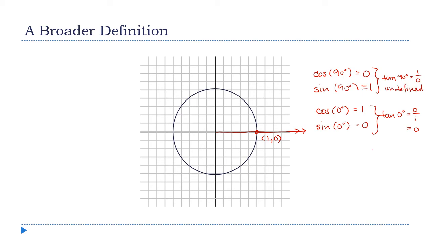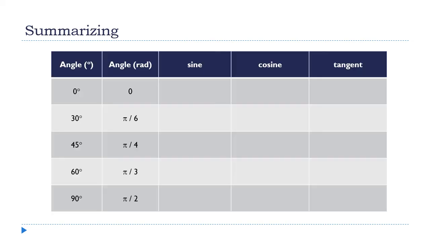Right? It's undefined. Can't divide by 0. All right. So this is the table that we looked at in our last lecture, but with 2 rows added. One for 0 degrees and one for 90 degrees. Now I'm going to fill this in, but I'm going to do this in a specific way that I think makes it really easy to recreate, which is going to help you remember the values.